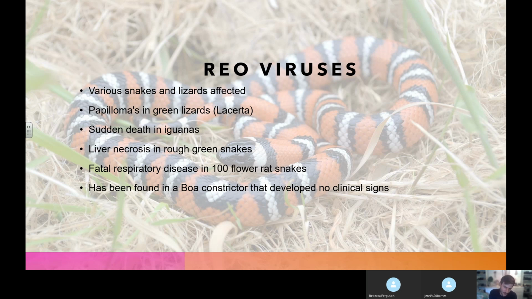We see reoviruses in rough green snakes, where it tends to cause liver disease. We can see sudden death in iguanas. Lacerta species, these Mediterranean green lizards, will often develop papillomas, little skin growths, when they're affected with reovirus. Reovirus has been described in a boa constrictor too, but that animal didn't show any clinical signs. That's not to say that reoviruses can't cause disease in boids, and we suspect they probably do.